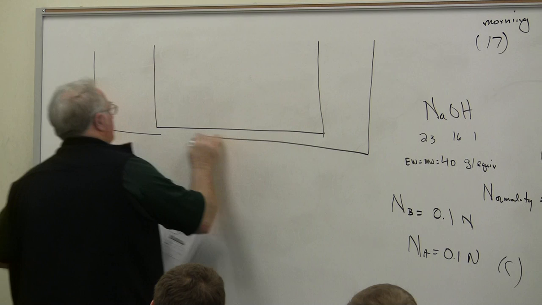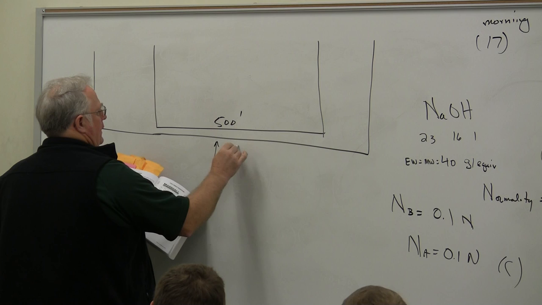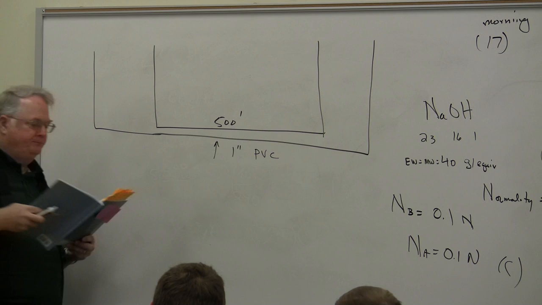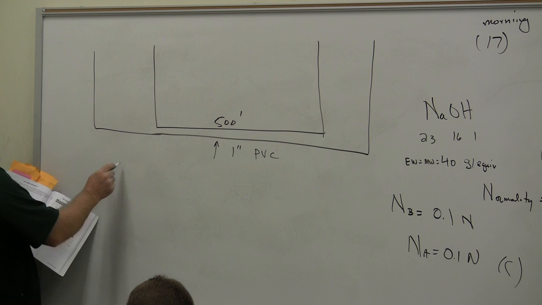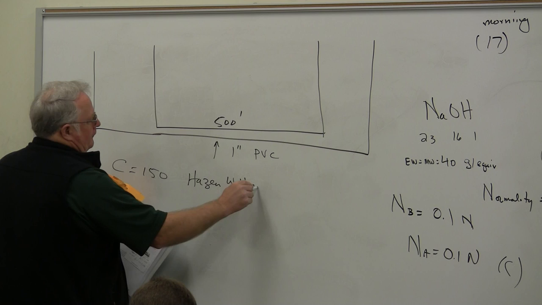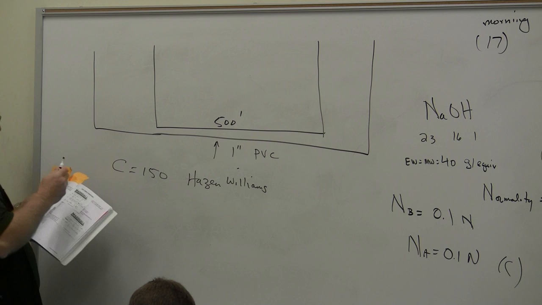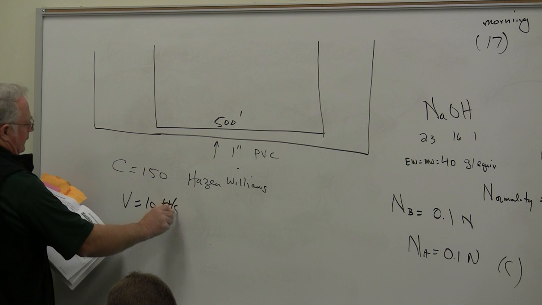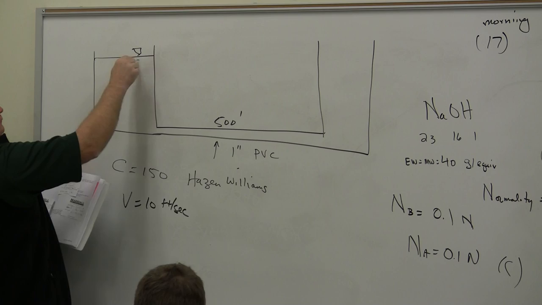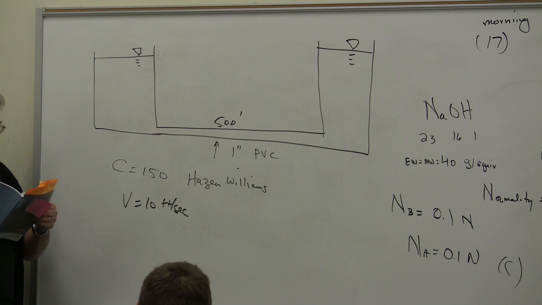And they're connected by 500 feet of 1-inch inside diameter PVC pipe. The appropriate value for the Hazen-Williams coefficient C is 150. So this is Hazen-Williams. Okay, water at 60 degrees Fahrenheit is flowing through the pipe at a velocity of 10 feet per second. So our velocity is 10 feet per second. Tanks are open to the atmosphere. Entrance, exit, minor losses are negligible. So we don't have to worry about those.